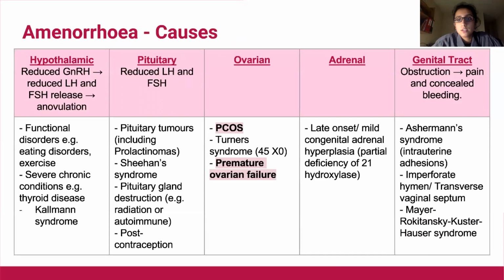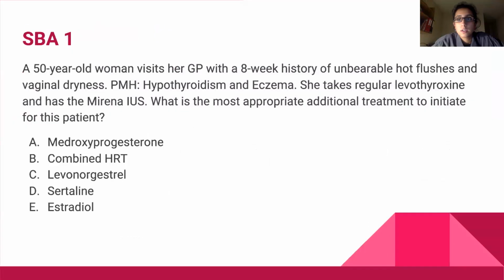So I don't know if these slides are made available to you afterwards, but this is just another way of thinking about it anatomically rather than primary and secondary. And again, it's just what makes more sense for you. So you can feel free to have a look at this later. We'll be talking about PCOS and premature ovarian failure later.